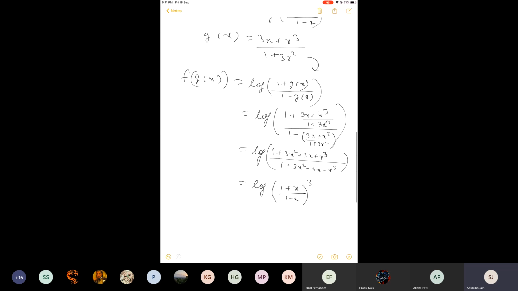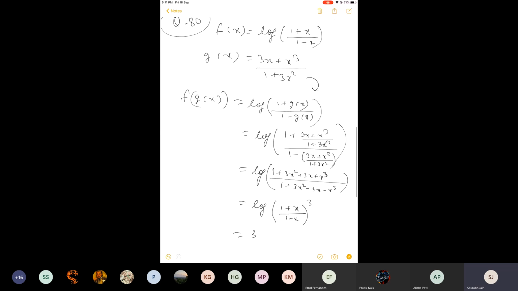And because of that, 3 will come in front, property of log. And this is 3 times log of (1 plus x upon 1 minus x), and this is f(x) only. So f(g(x)) is coming out equal to 3f(x).